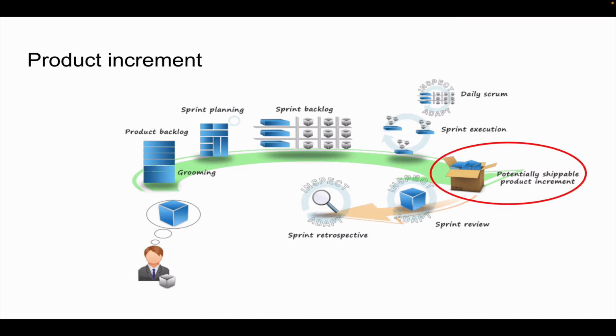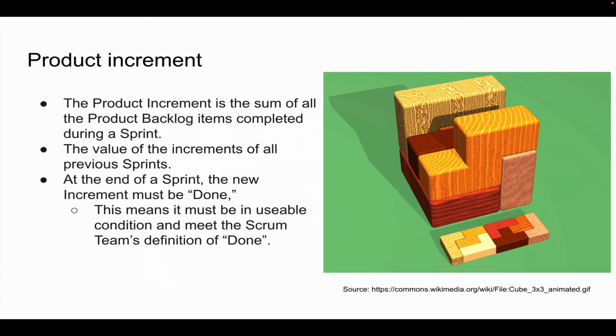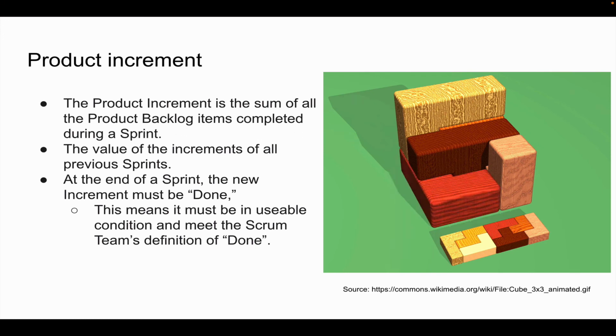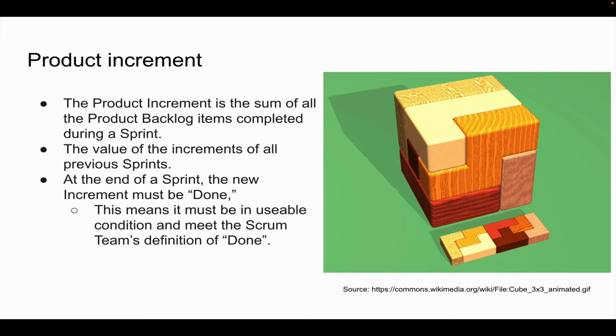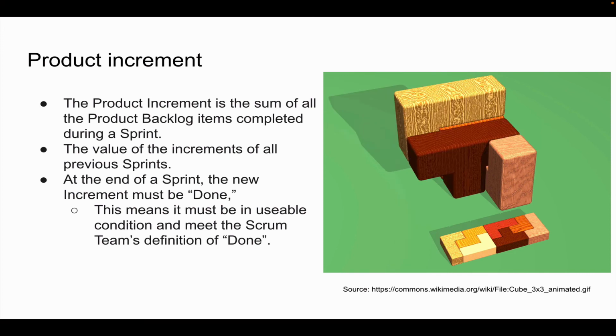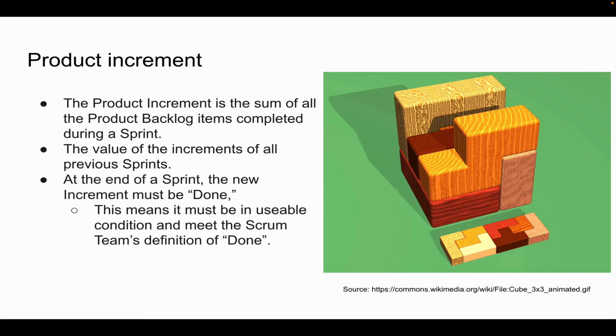So the product increment is then just after the demo of the approved number of stories that can be added to the full product. The product increment is the sum of all the product backlog items that are completed during the sprint, and the value of the increment of all the previous sprints.